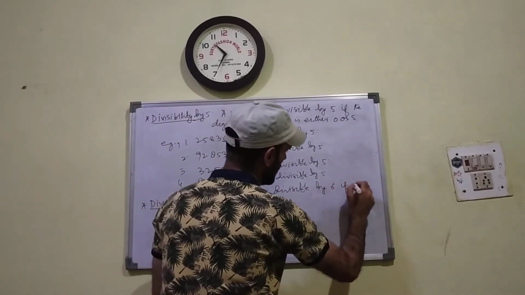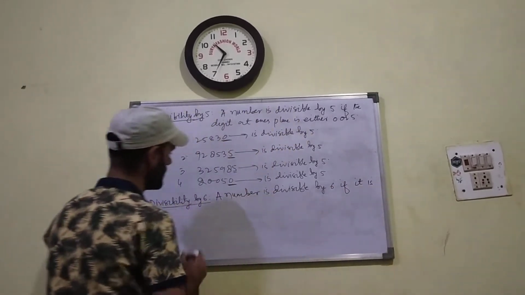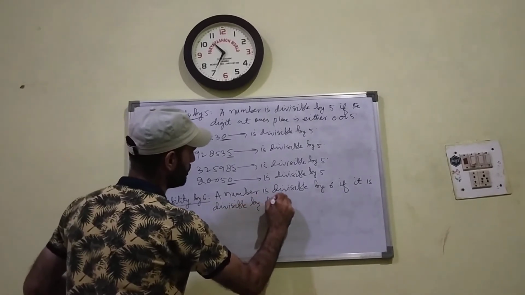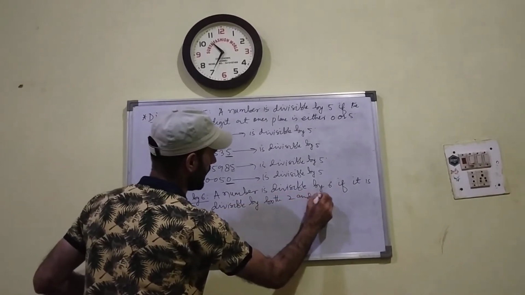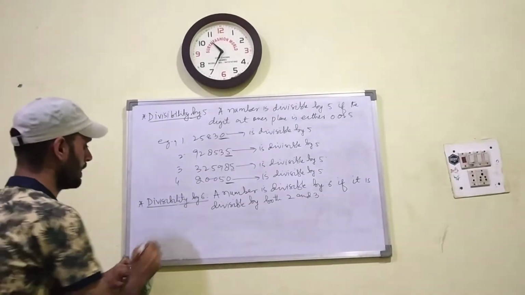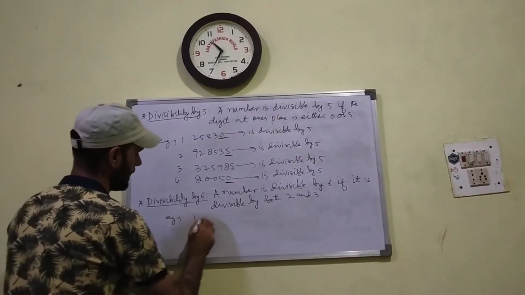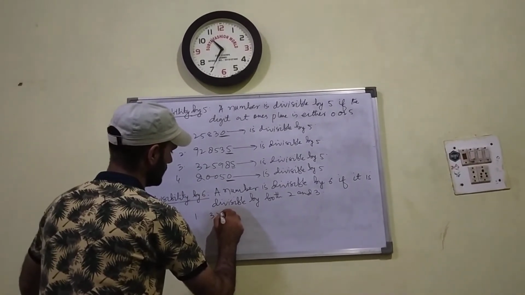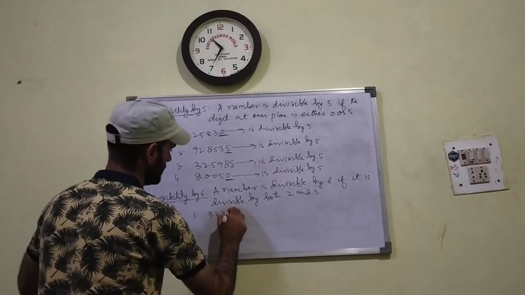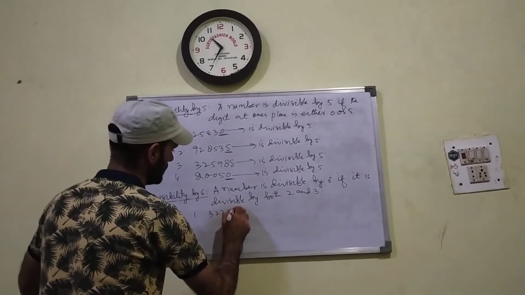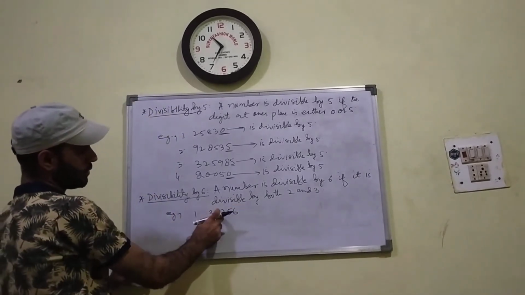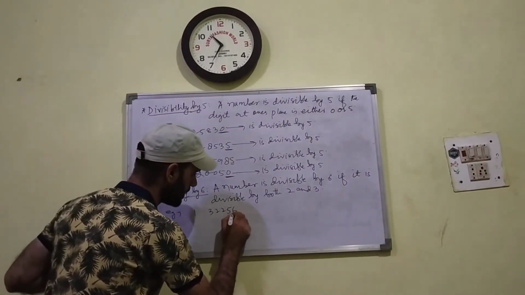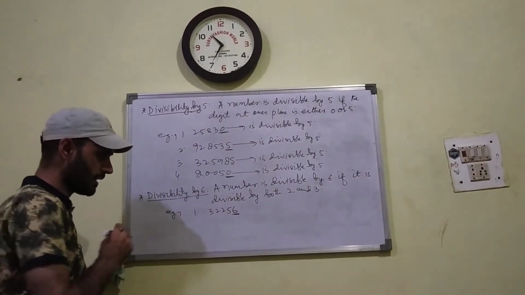6 if it is divisible by both 2 and 3. 2 and 3. For example, 32,256. Is this divisible by 2? Yes, because the digit at one's place is 6.